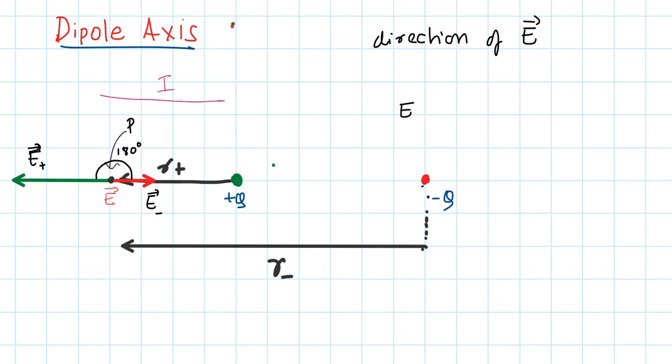The magnitude of the total electric field will be just the difference of the larger vector, which is E plus, magnitude of E plus minus magnitude of E minus. So you have to just subtract the length of the two vectors.